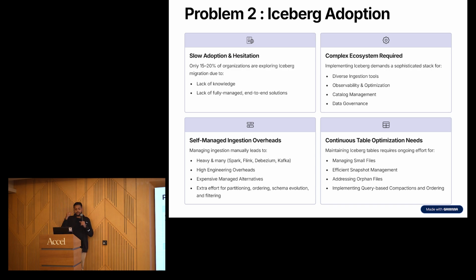And then you need to go an extra mile for partitioning, ordering, schema evolution, and filtering if you're designing these pipelines using these existing tools, right? Apart from that, you also have to do table optimization, which means that whenever you ingest every 1 minute, 2 minutes, 5 minutes, you are creating too many small files. Then you need to run one more job for table compaction, deleting orphan files, and snapshot management, because Iceberg also supports time travel, right? So you also have to delete the snapshots which are way older, otherwise they will keep hogging S3 costs. So those are the problems with Iceberg adoption that we have particularly seen talking to so many companies.